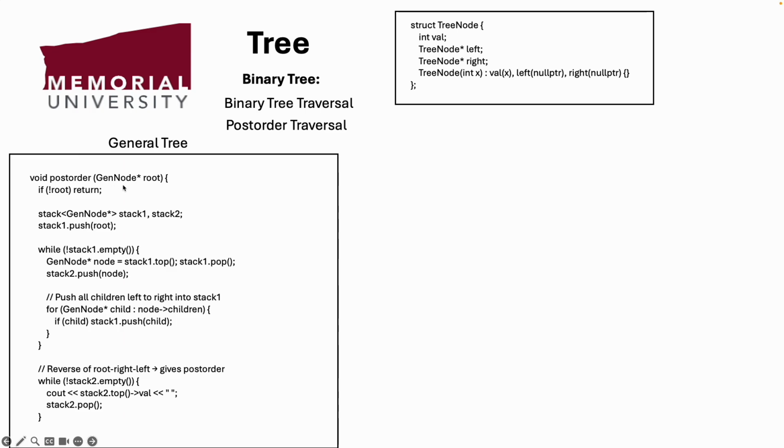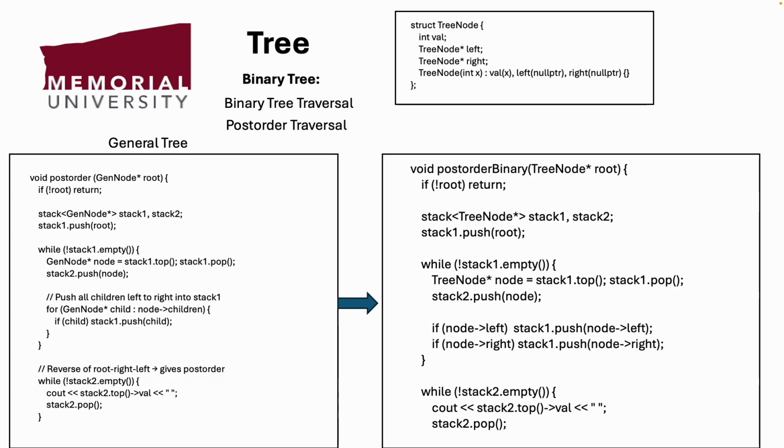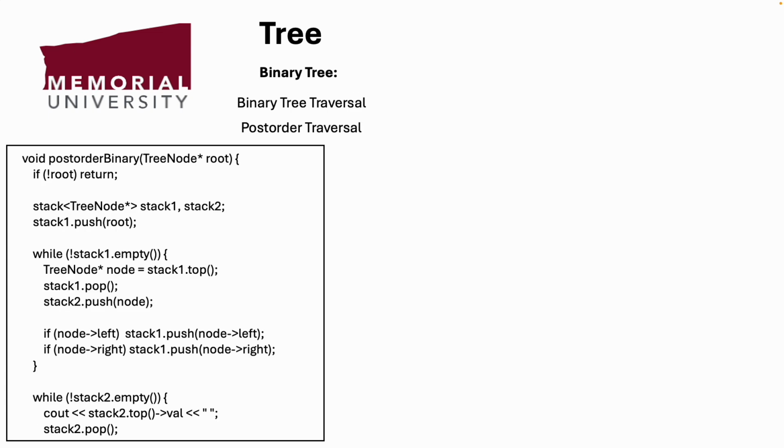Okay, this is a post-order traversal for the general tree. We need to convert it into the binary tree. Again, the only difference is that we pushed all the children from left to right into the stack. We need to change that into what? It changes into specifically pushing the node's left child and pushing the node's right child. Okay, that's it. That's the only difference. Let's go through this code together.